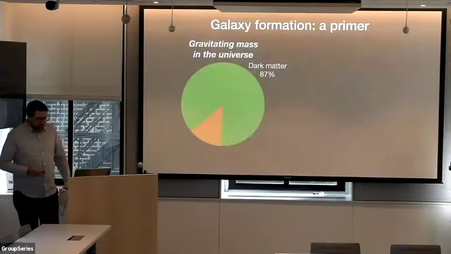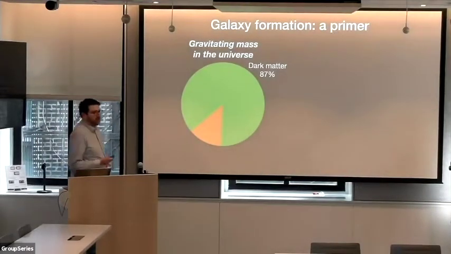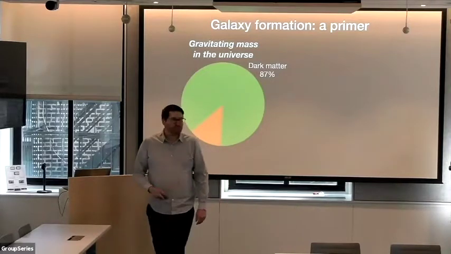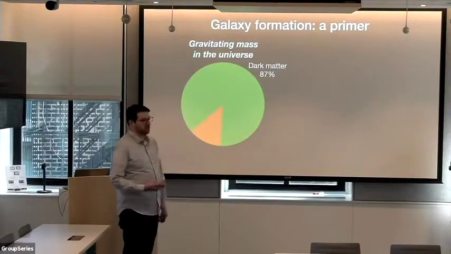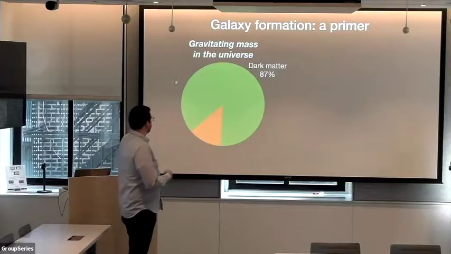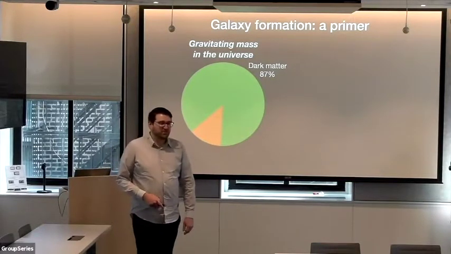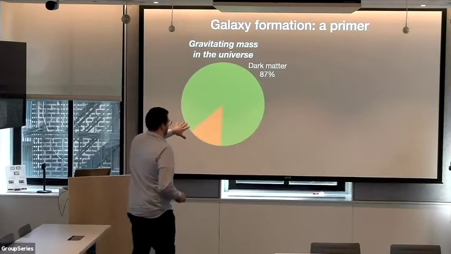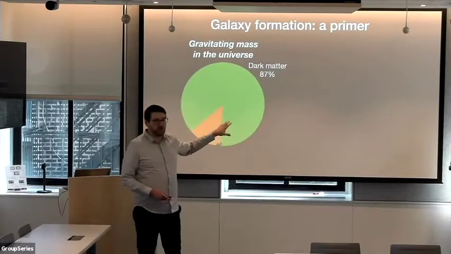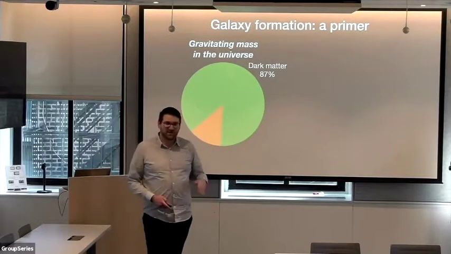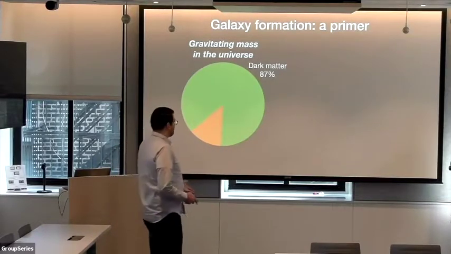So I want to start with a primer on galaxy formation. And to my mind, the most important part of that is this pie chart, which you guys have probably all seen some version of. This is, of course, our best understanding of what the gravitating mass in the universe is. Now, I've only labeled the green section of this pie chart because that's the portion of our universe that's dark matter. And that makes up 87% of the gravitating mass in the universe, right? That's an enormous chunk of the mass.